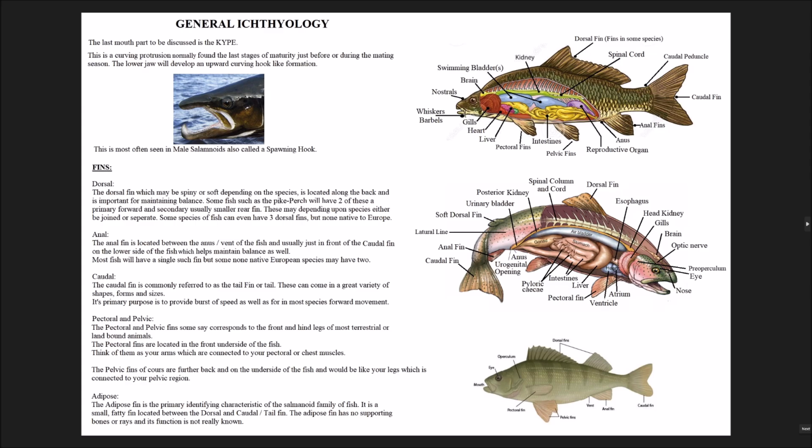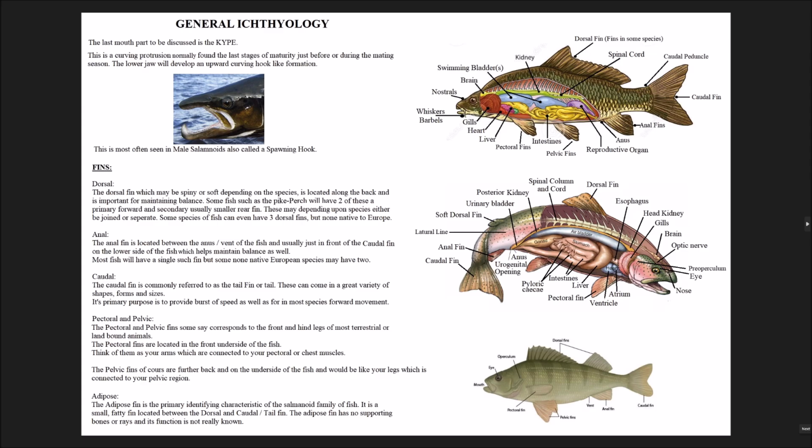Fins. The dorsal, anal, caudal, pectoral, pelvic, and adipose fins. The dorsal fin, which may be spiny or soft depending on the species, is located along the back and is important for maintaining balance. Some fish, such as the pike perch, will have two of these, a primary forward and a secondary, usually smaller rear fin.